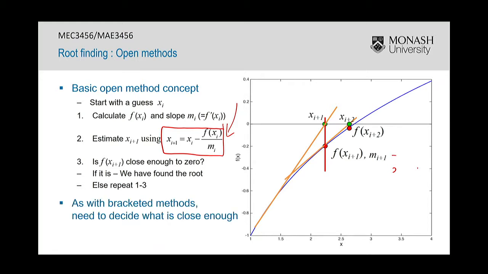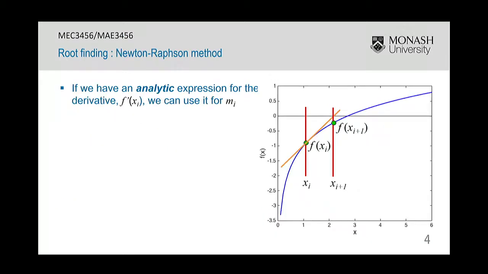As with bracketed methods, we need to decide what is close enough, and as before, we look at whether the absolute value of the function at our new guess, xi plus 1, is less than the precision that we're prepared to accept, where precision here is what I've previously been calling epsilon. Okay, so that's the basic underlying idea. So now let's quickly go through and look at the three different techniques.